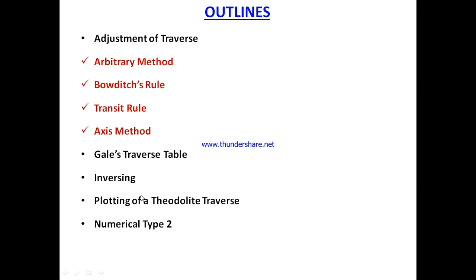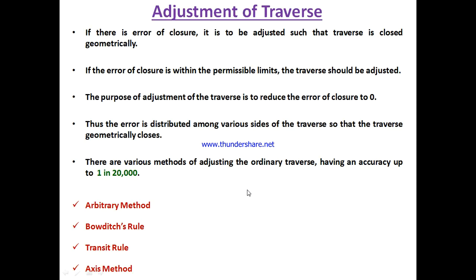Lastly, we are going to study how to plot a traverse with the help of a theodolite. That means after getting all the values of angles and lengths with the help of the theodolite, how to plot or make a draft of that particular traverse on a piece of paper or on a map. Then we are going to learn a few numericals based on these methods. So let's begin the lecture.